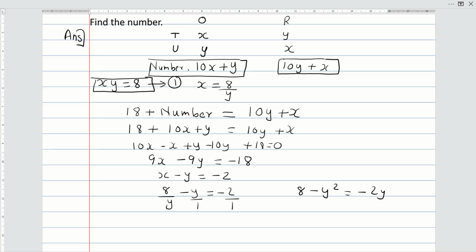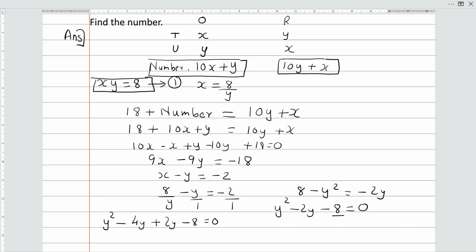Rather than having a negative sign here, shift everything to the other side. So it will become y square, I'm shifting on the right hand side, minus 2y minus 8 is equal to 0. Now once you get the quadratic equation, you have to split the middle term. Let us find the factors of 8, which will add or subtract to give minus 2. Can you guess, students? Yes, you have guessed correctly. y square minus 4y plus 2y minus 8 is equal to 0.